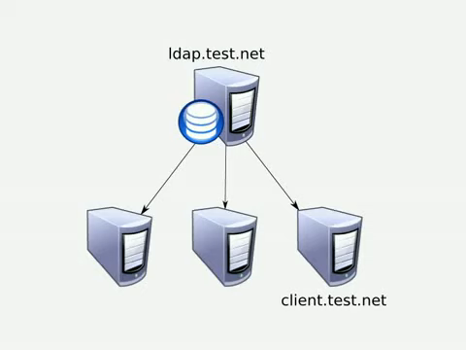In the last screencast, we set up an LDAP server using OpenLDAP and then went through to create two test users, Joe and Jane, within that LDAP server. In this screencast, what we're going to be doing is configuring another server, client.test.net, so that not only will it look locally for users, it'll also look at our LDAP.